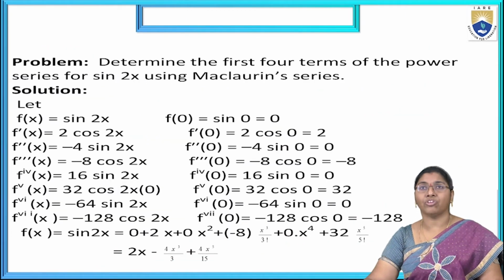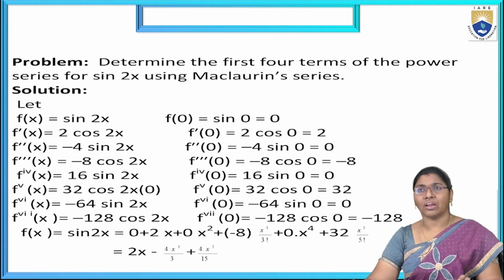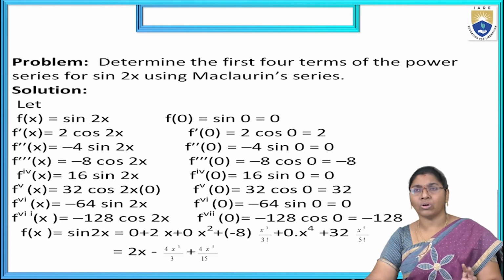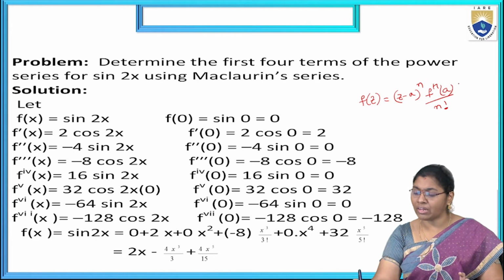Next solution. Next method is Maclaurin's series. As it is Taylor series expansion, a small change in that place: it is x minus a, here z minus a. Here just a equal to 0. Remaining as it is, we can use Taylor series expansion. What is the Taylor series expansion? Here f of z equals summation of (z minus a) to the power of n into f power n of a by n factorial. This is Taylor series expansion.